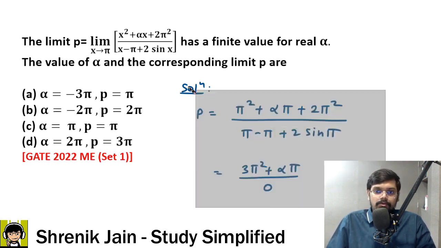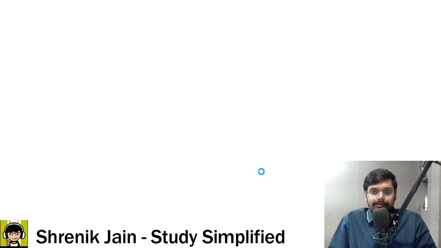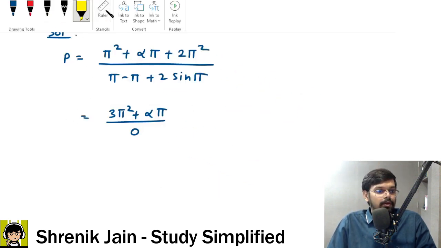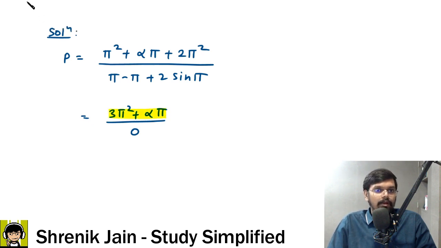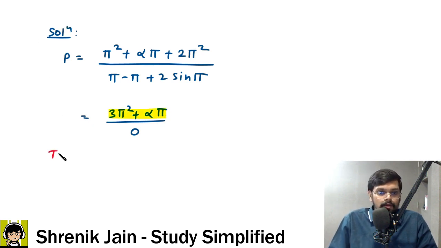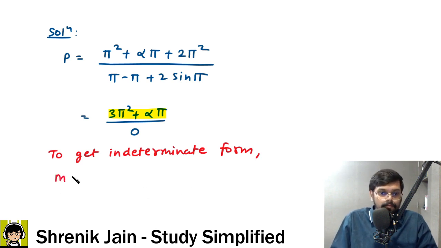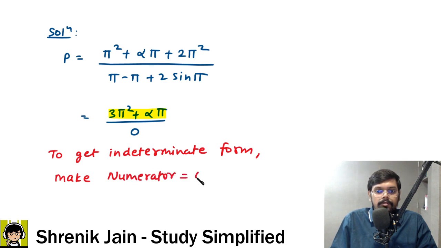I should copy this to the next slide so that it doesn't get messy. Tell me. Okay, put numerator equal to 0 and then equate and you will get. Very good. Okay, to get indeterminate form, make the numerator 0. So therefore 3 pi square plus alpha pi is equal to 0.